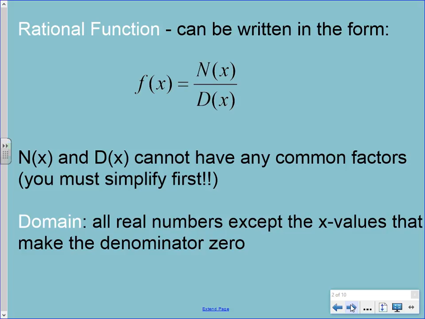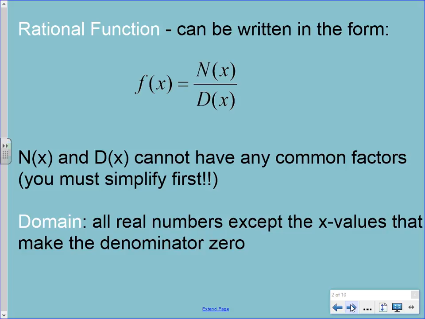Your domain is going to be all real numbers except the x values that make the denominator 0. That's something that we've done before. I don't think that's something that you need to write down again because we've already talked about the domain of rational functions. Okay, biggest thing, we have to simplify first if we can.